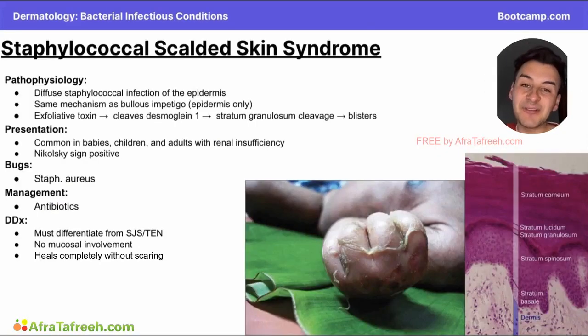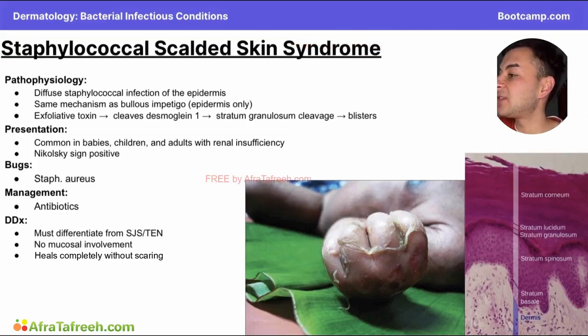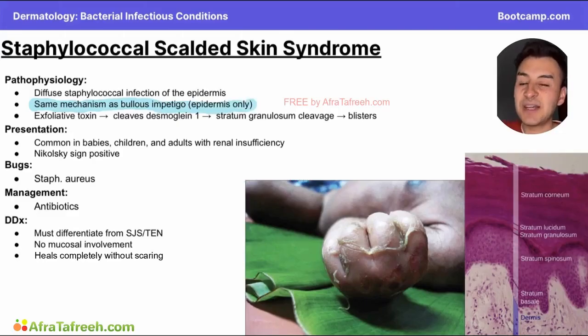Next, let's talk about staphylococcal scalded skin syndrome, which is going to be a generalized staph infection of the entire epidermis. And this comes with some pretty high yield facts, and it's very similar to bullous impetigo, which we talked about in the beginning. So same exact mechanism as bullous impetigo, which earlier I highlighted in blue. So I'm going to highlight in turquoise here to keep you guys kind of in the same wavelength. So if we review that mechanism, we have an exfoliative toxin that cleaves desmoglein 1, leading to stratum granulosum cleavage and blisters.